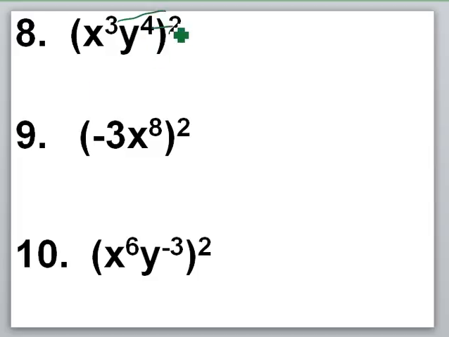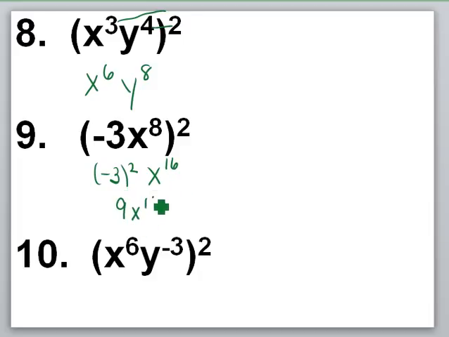We're going to multiply these numbers together. So I've got x to the 6th, 3 times 2 is 6, and y to the 8th, 4 times 2 is 8. This next part, the negative is being raised to the second power. So I'm really saying negative 3 to the second power. I'm also saying x to the 8th, 8 times 2 is 16, x to the 16th power. Negative 3 times negative 3 is 9, and then I have x to the 16th power.